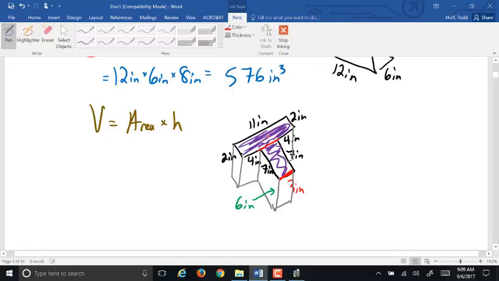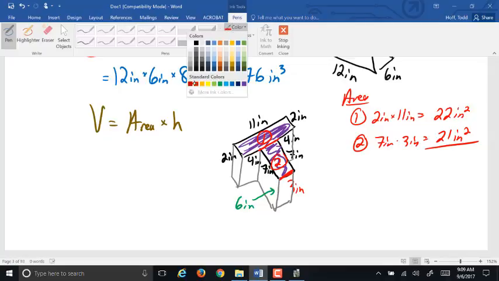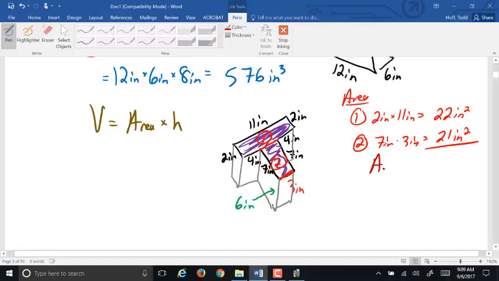I'm going to cut it across here. That top piece there, what's its area? It is 2 times 11. Very good. So that's 22 square inches. The second piece here, what's that area? 7 times 3. Very good. So that's 21 inches squared. So that adds up to give us an area of the base of 43 inches squared.